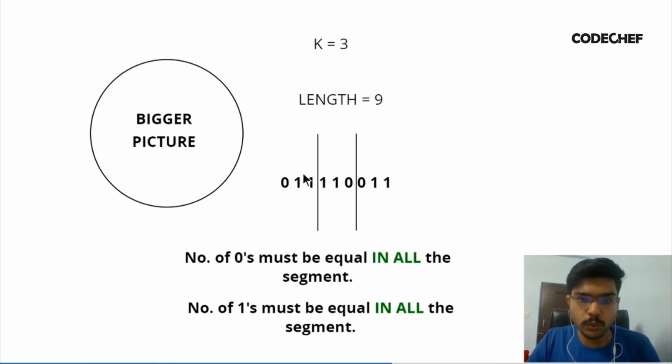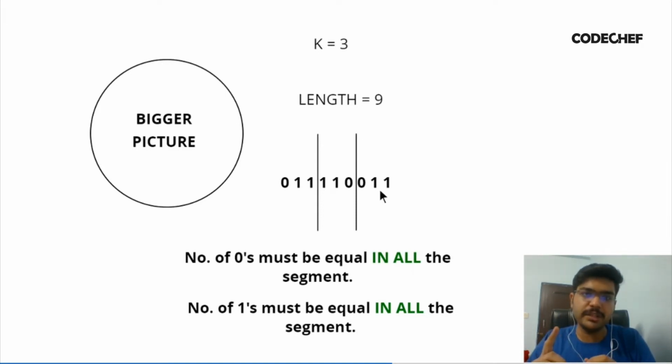And the same condition is for 1. If there are 2 ones here, then there must be 2 ones here, and there must be 2 ones here as well, because segment 2 is the mirror image of the first segment, and segment 3 is the mirror image of the second segment. So for each segment, there must be equal zeros and equal ones. So the bigger picture of the problem is that the number of zeros in all the segments must be equal, as well as the number of ones in all the segments must be equal.